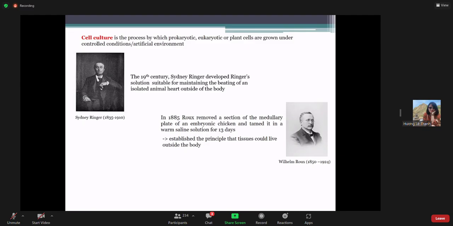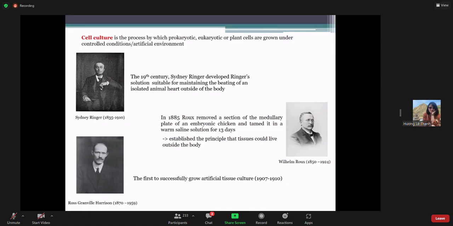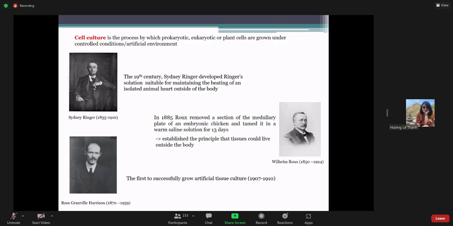And then we have Harrison, the first person who successfully grew artificial tissue cultures. Then there is polio and the Nobel Prize.